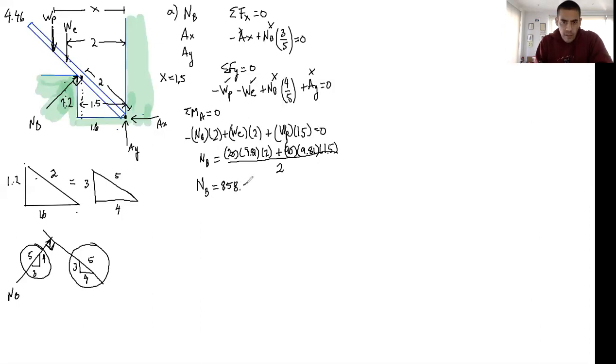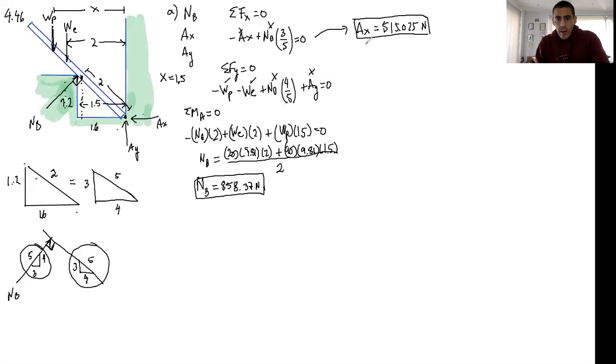8.58, 37 newtons. So I already have that over there, and with that information I can get the other stuff. So from here, I'm going to go here, and from this equation I can get AX, which is equal to, I'm not going to do the whole deal, but you try to get to the same place, 0.25 newtons.